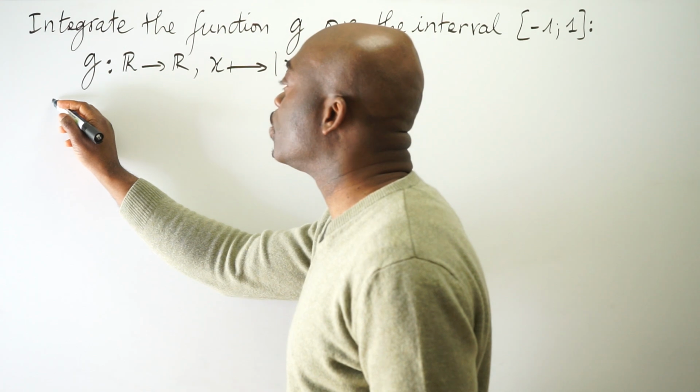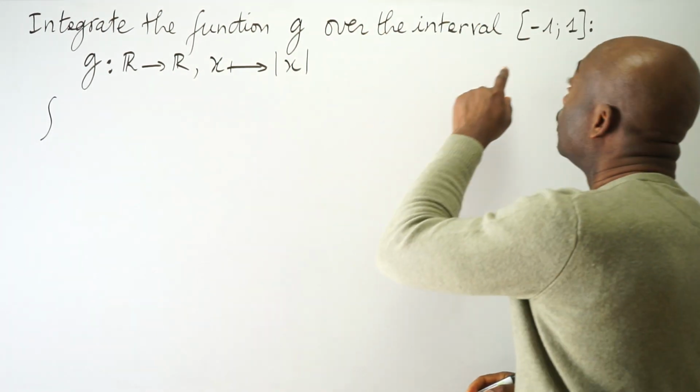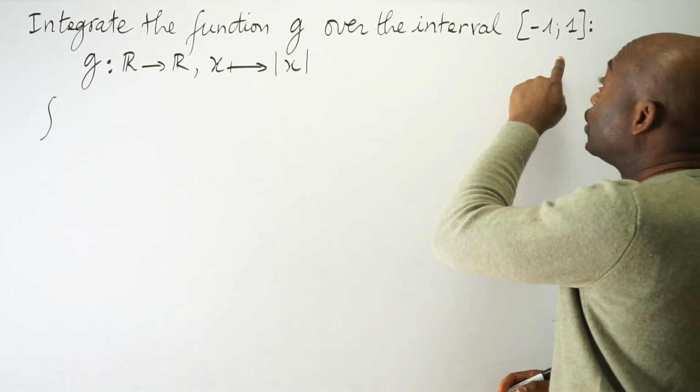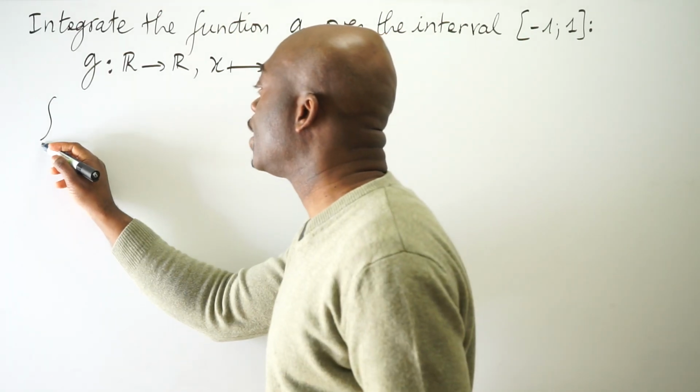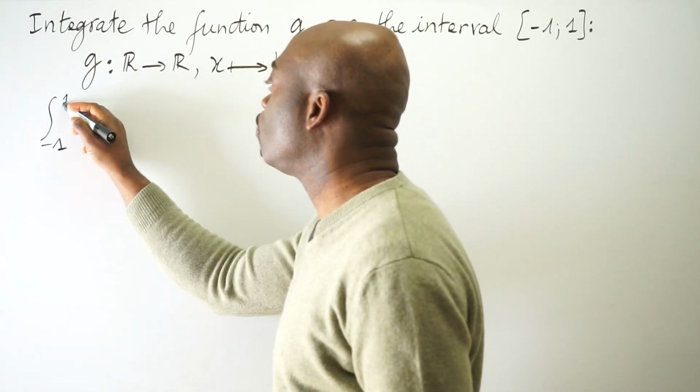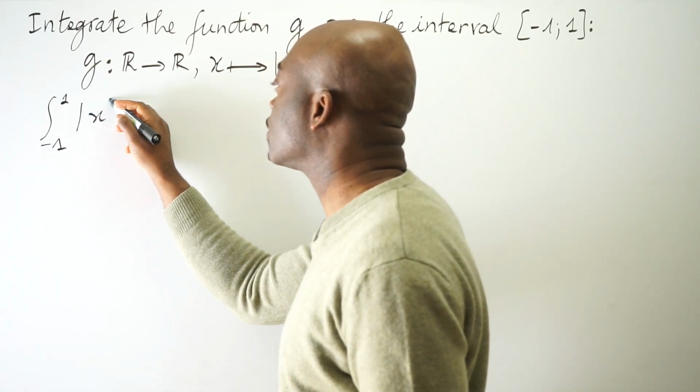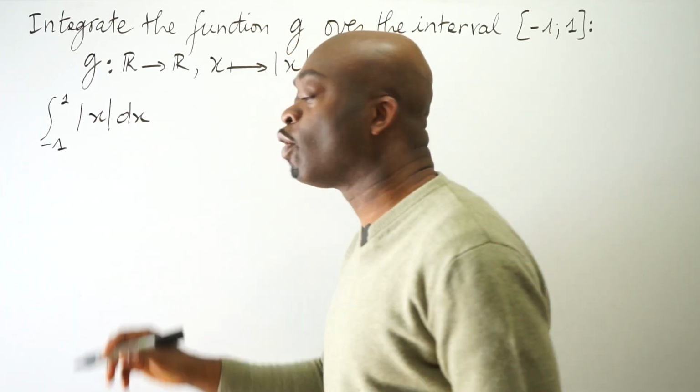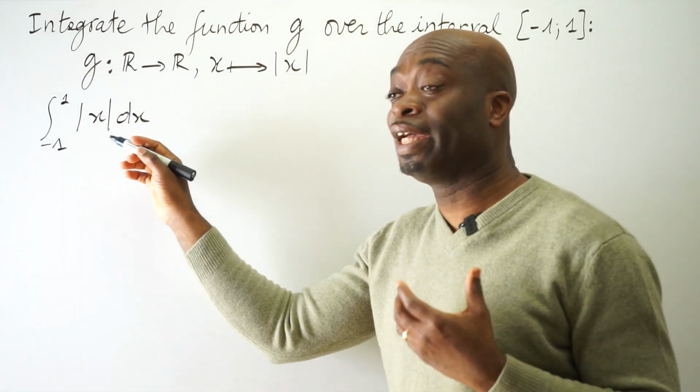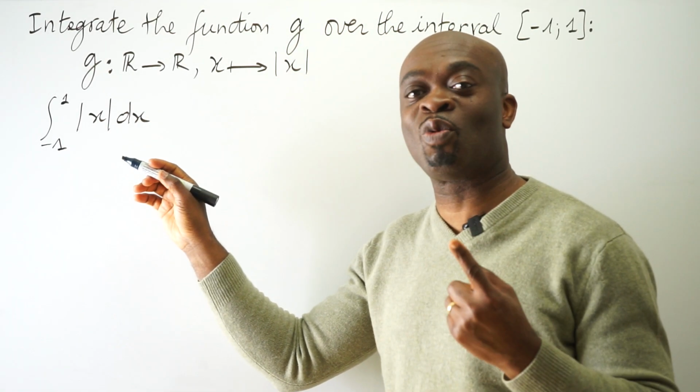The first thing we have to do is this. We have the interval -1 to 1, so we have the integral from -1 to +1 of the absolute value of x dx. This is how we define our integral. That's the number one thing to do.